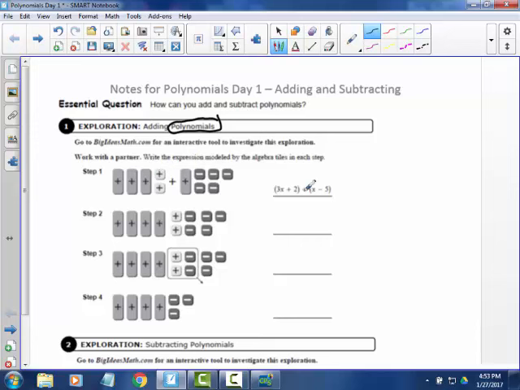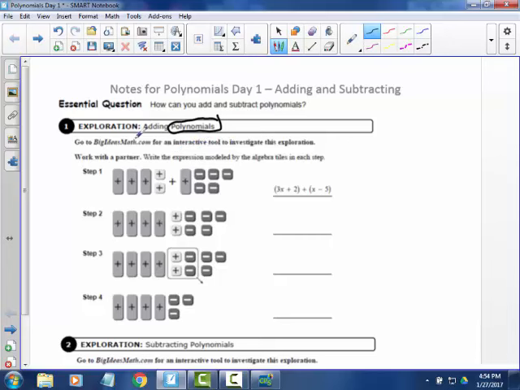Here we have 3x plus 2 and x minus 5. These are polynomials because they have an x, they have a number. Okay, 2 by itself would be considered a monomial. These are actually binomials because there's two terms. And we'll get into some more specific definitions on some other things. So you'll notice it says here, go to bigideasmath.com for an interactive tool to investigate this exploration.